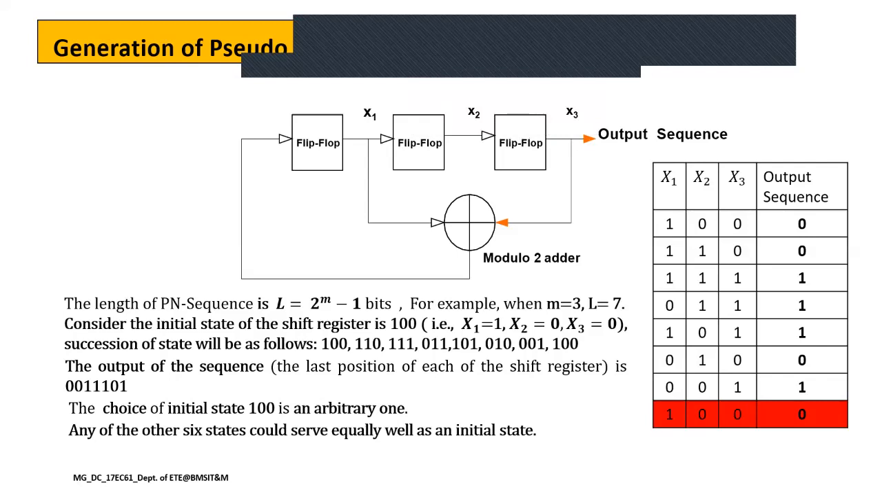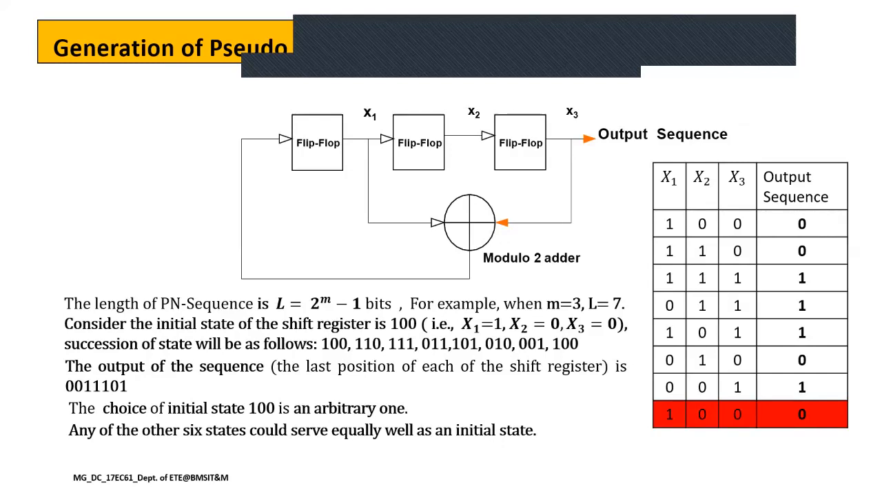Now the next state: X1 XOR X3, that is 1 XOR 1, I will be getting 0. That will be fed to flip-flop 1. Means 0, 1, 0 is the state. So output is 0. Now X1 is 0 and X3 is 0. So 0 XOR 0, I will be getting output of this modulo 2 adder as 0.